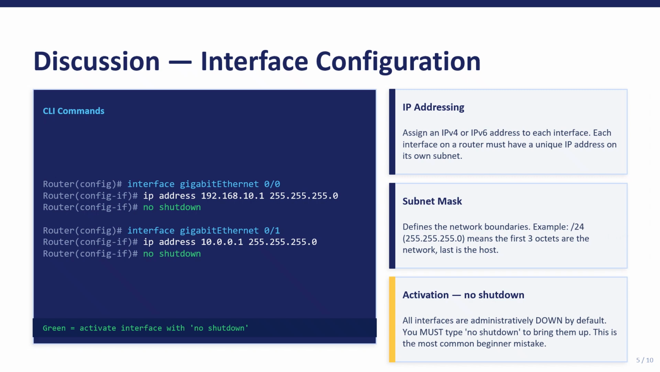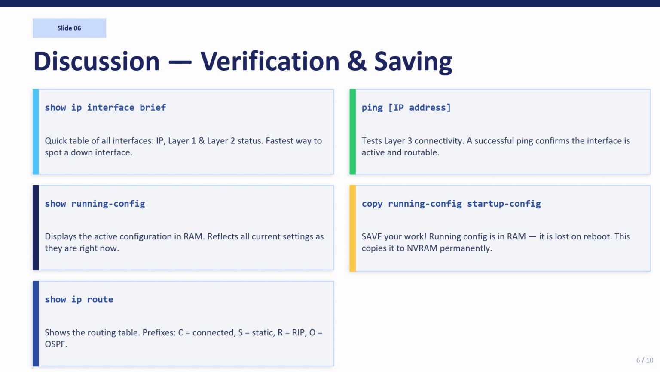Okay? And saving. After configuring a router, we must verify that everything is working correctly. The most commonly used command is show ip interface brief, a quick table of all interfaces, IP, layer 1 and layer 2 status. It's the fastest way to spot a down interface. It gives you a quick one-line summary of every interface, showing the IP address and whether it is up or down.